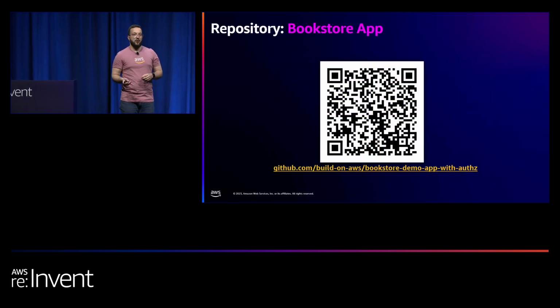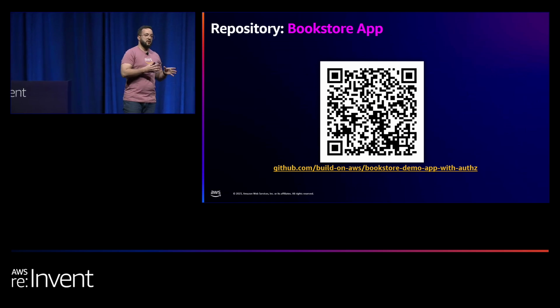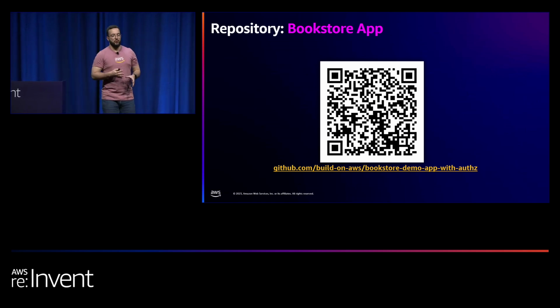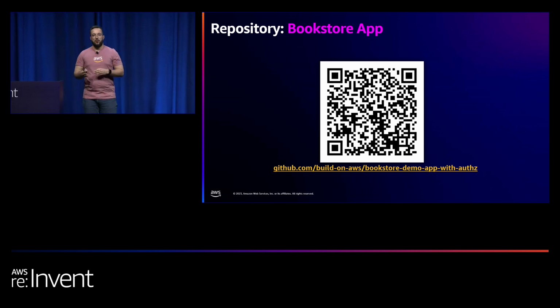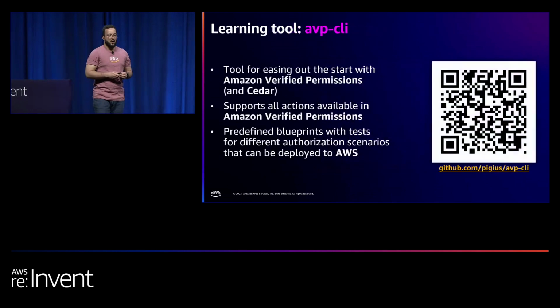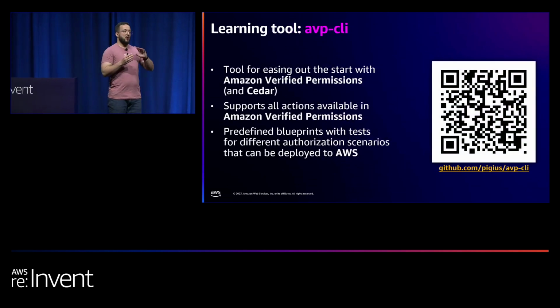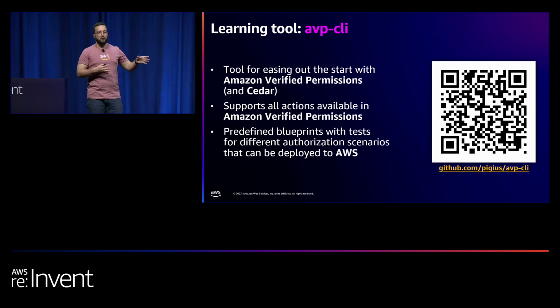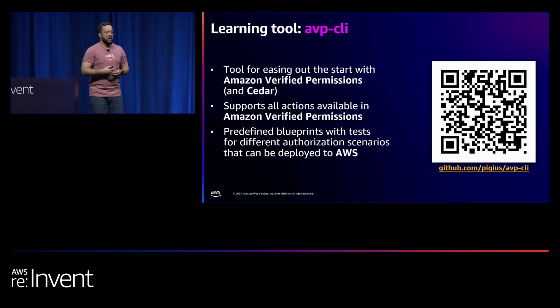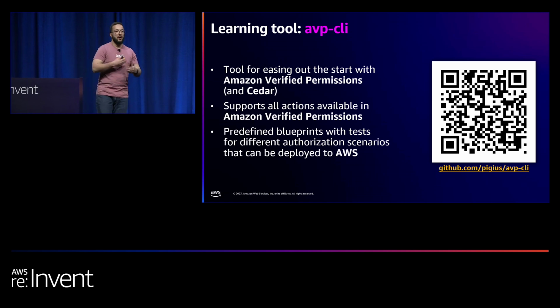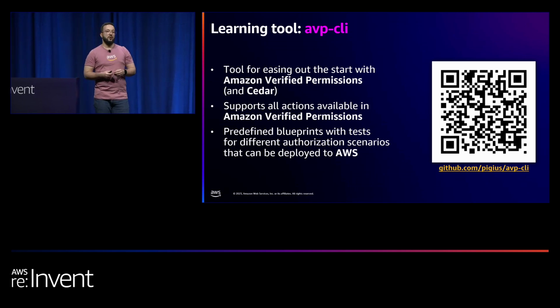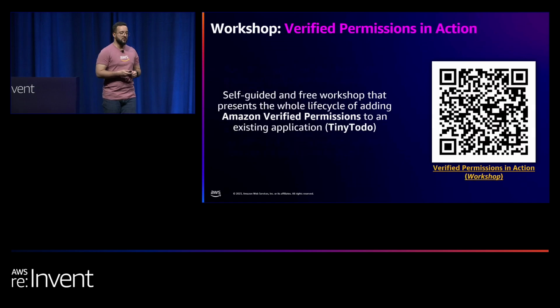In terms of the resources, here's the repository with all the code that we've shown you today. You can scan the QR code and access it later on. Daniel is also an author of a very nice CLI tool that allows you to learn around the Amazon Verified Permissions and Cedar. It supports all the actions, provides you the blueprints, and allows you to see how you could enable the Amazon Verified Permissions in your applications.